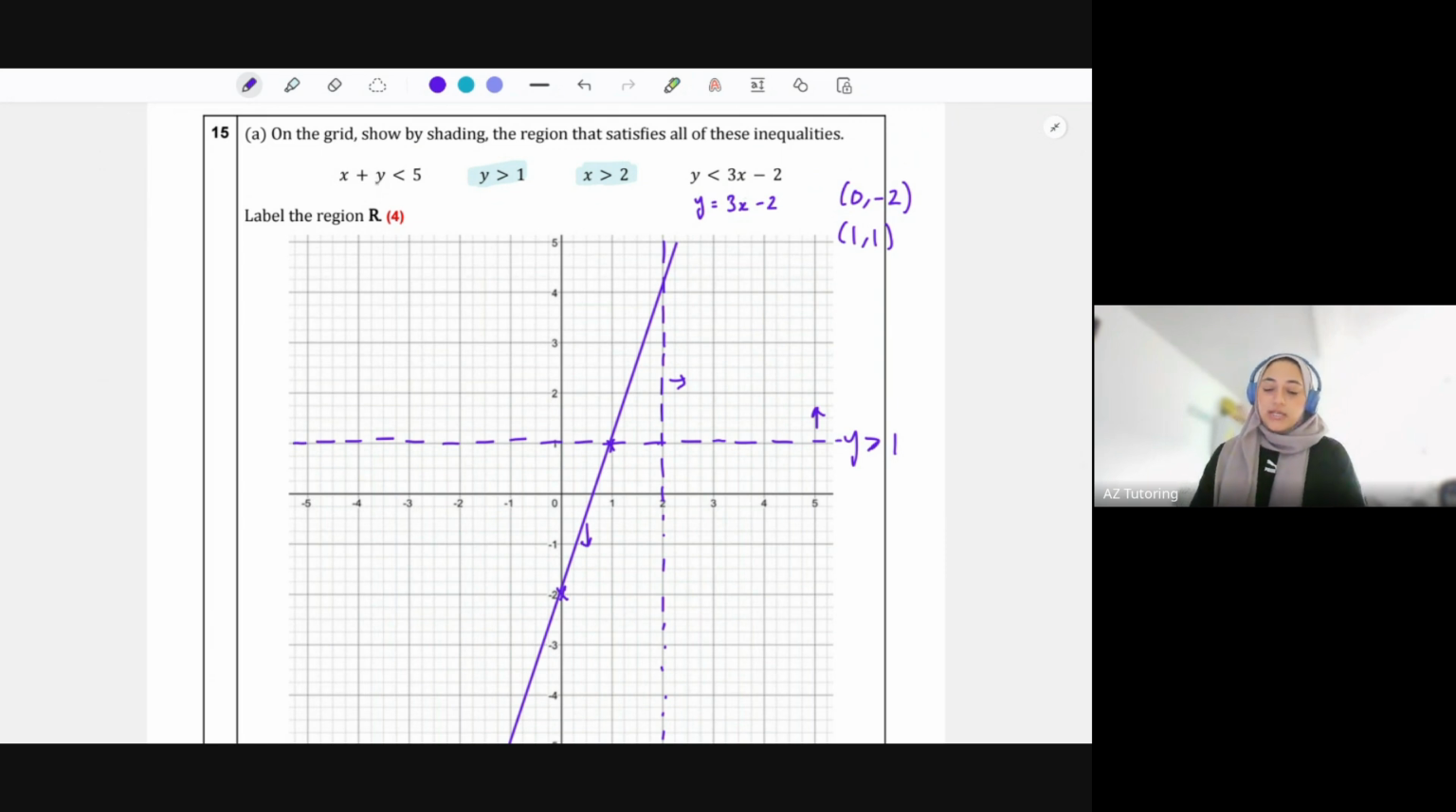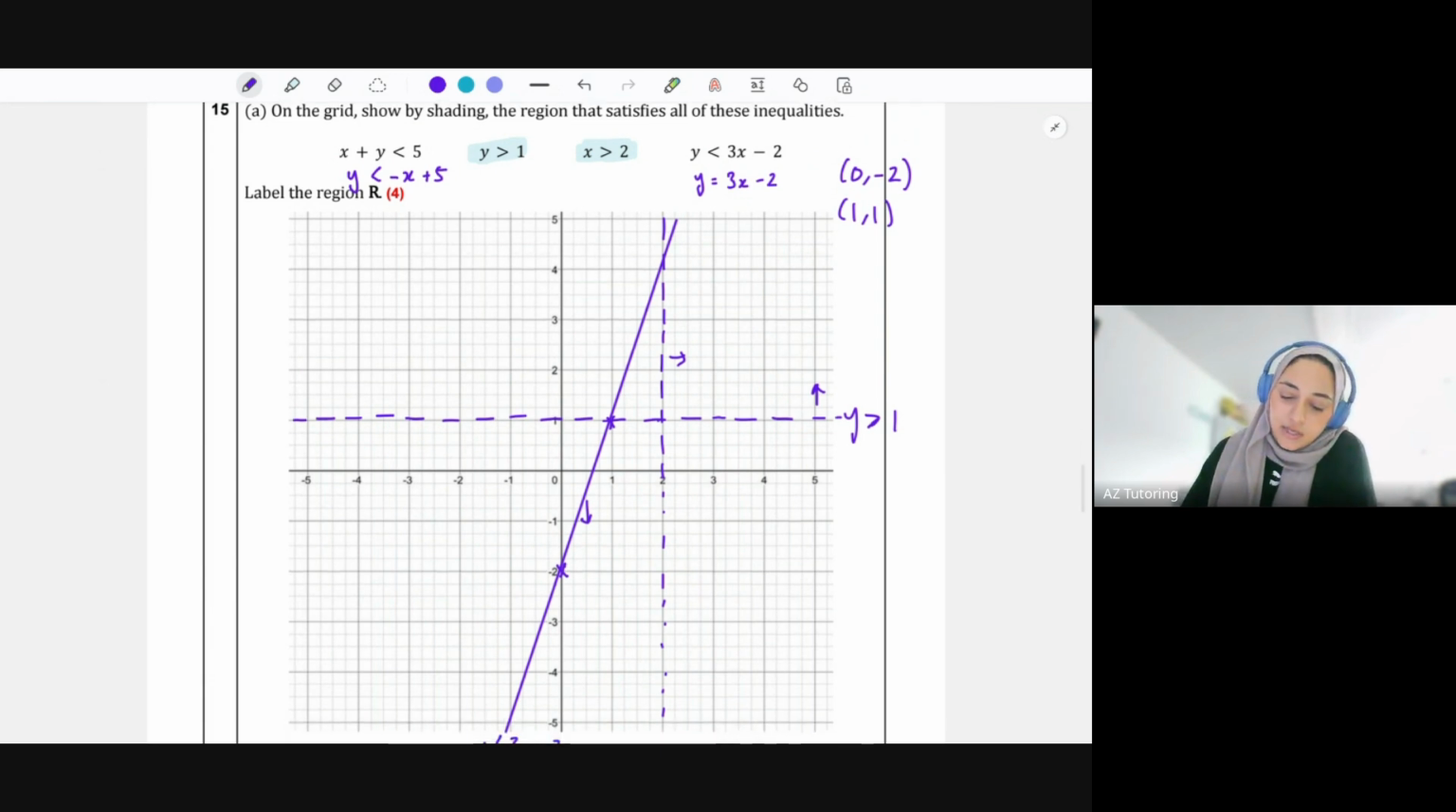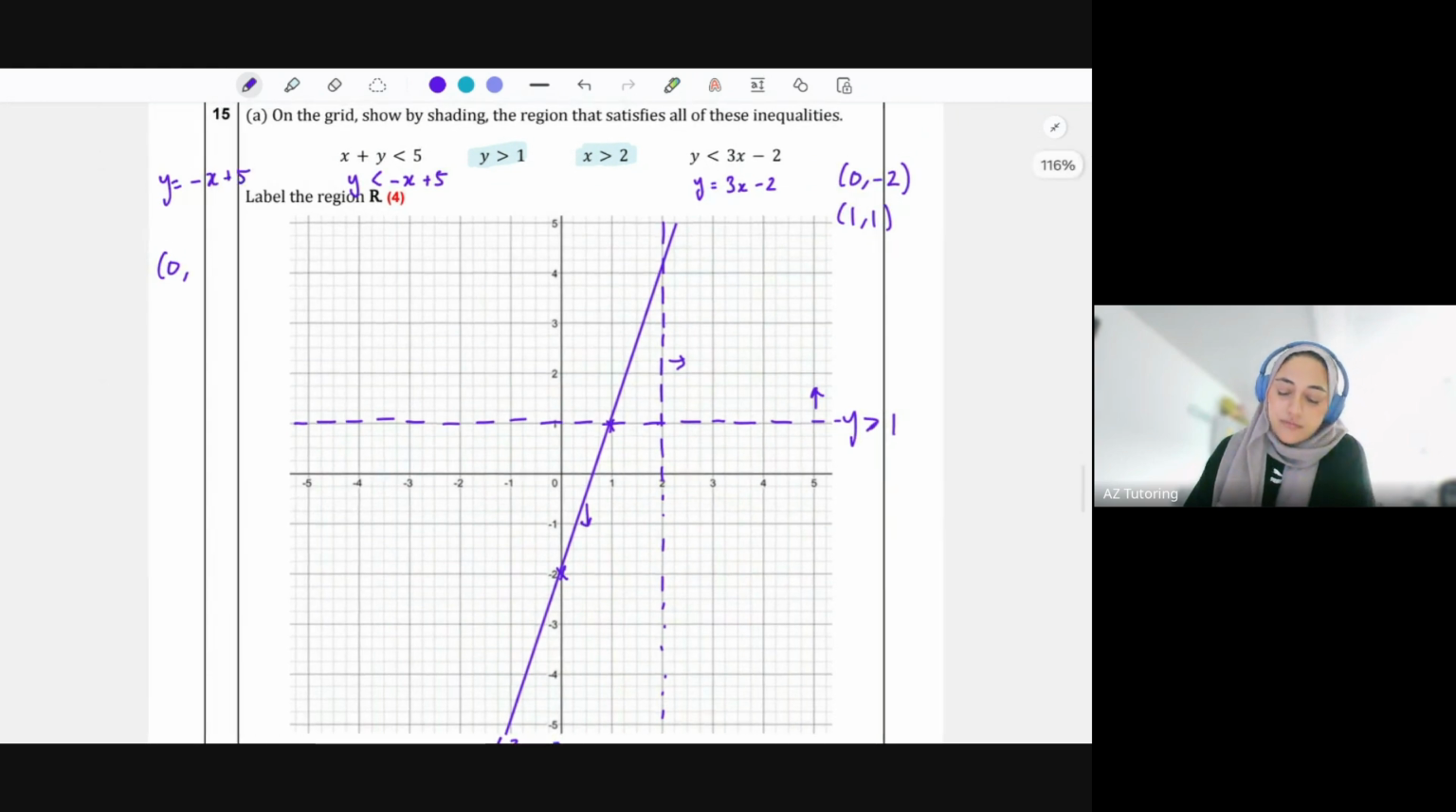Let's deal with this one here. x plus y is less than 5. I need to rearrange the equation to make y the subject. So I can say y is less than minus x plus 5. I'll just minus x to the other side. Again, let's make x equals 0. I'll write here y equals minus x plus 5. So when x is 0, minus 0 plus 5 is 5. So I've got 0, 5 here.